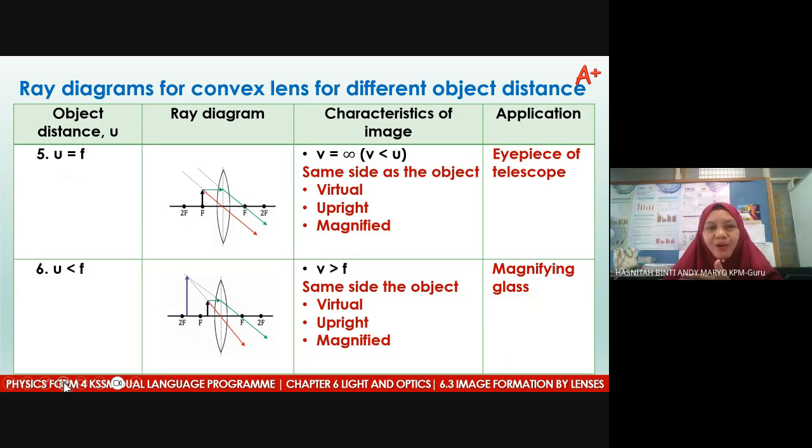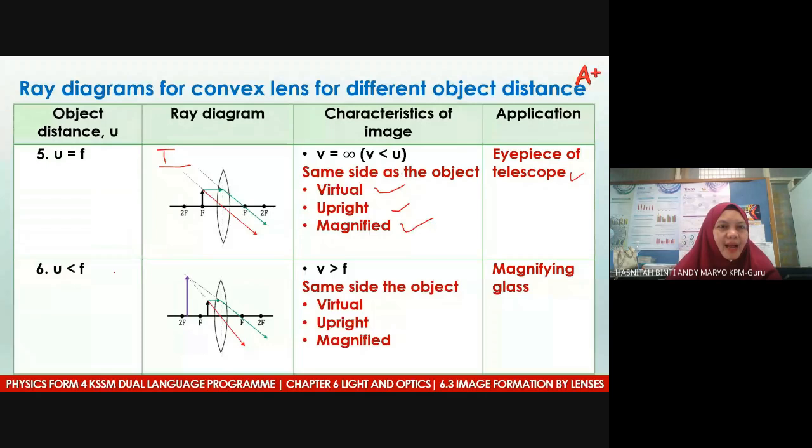Where is the image now, students, for this one? So the image will form somewhere up here. Okay, the image will form somewhere up here, at the same side with the object. So we call it virtual. Okay, and somehow it is upright. Okay, why upright? Because object is above the principal axis, image is also above the principal axis, and the size has been magnified. So here it is applied in an eyepiece of a telescope.